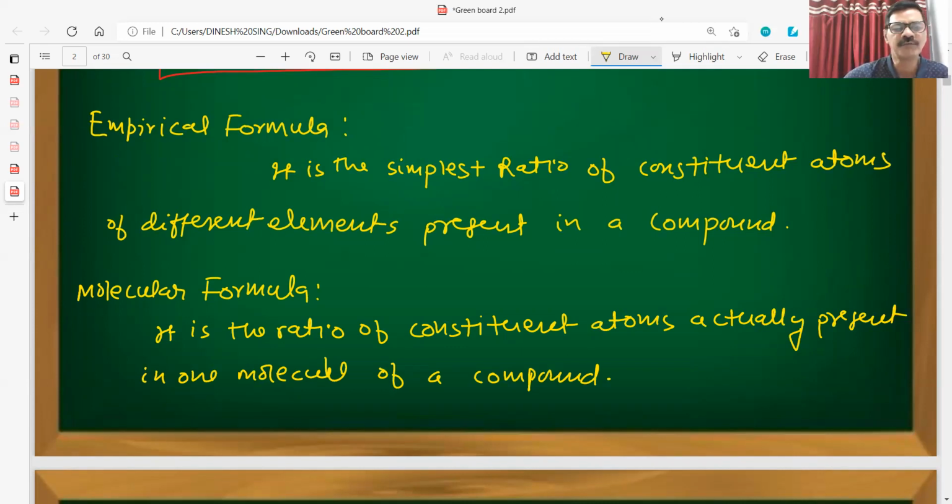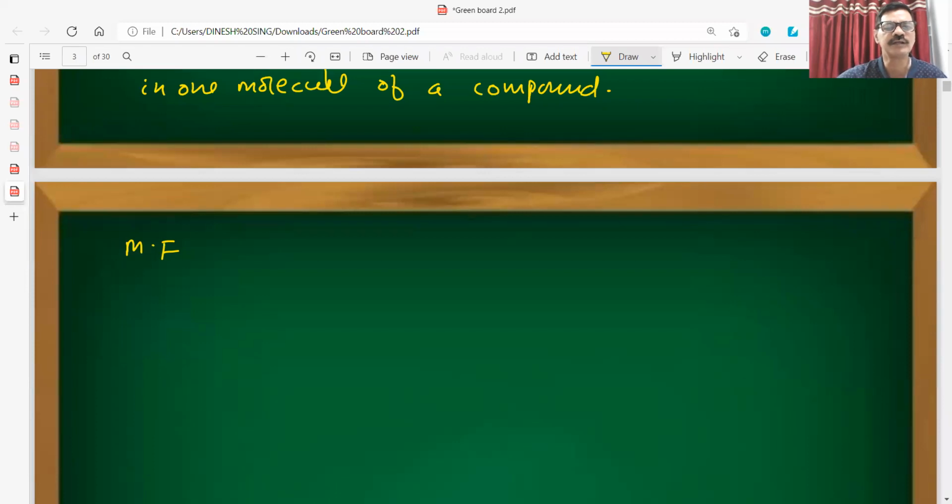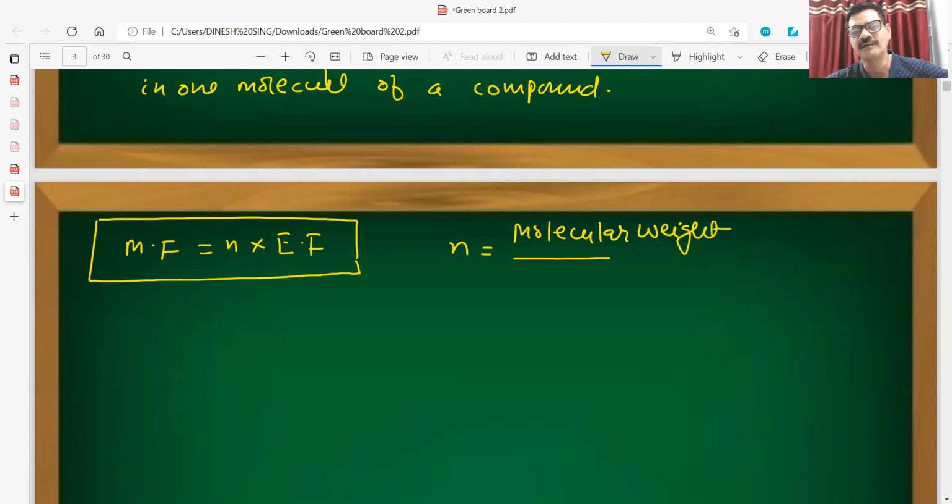So if we determine that, molecular formula will be equal to what? This will be equal to n into empirical formula, and the value of n will be determined. That is, n will be equal to molecular weight or gram molecular weight upon empirical formula weight.